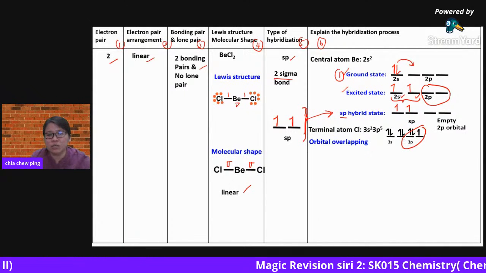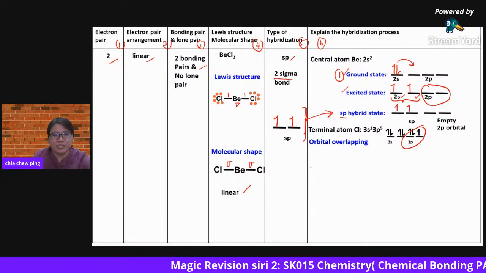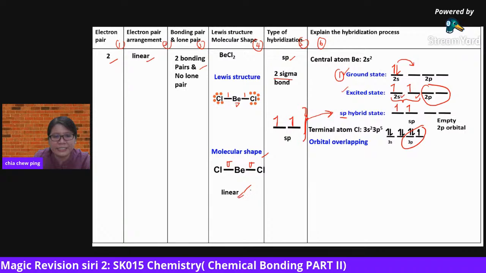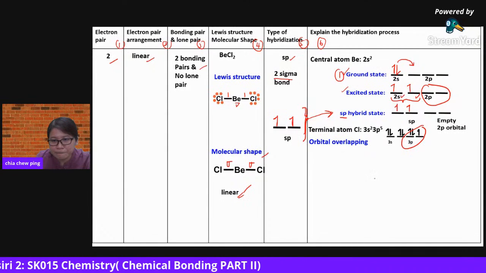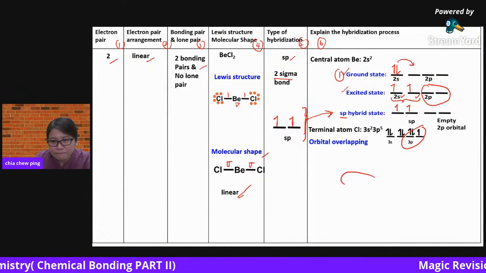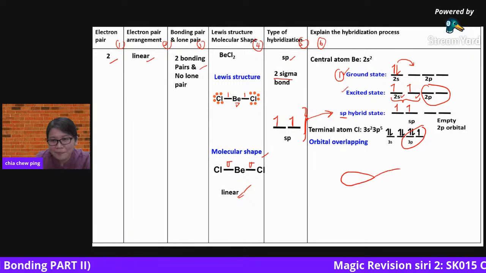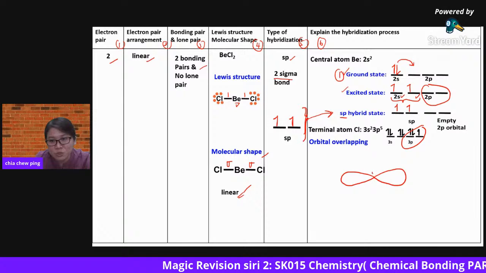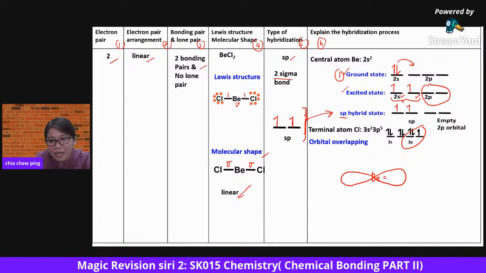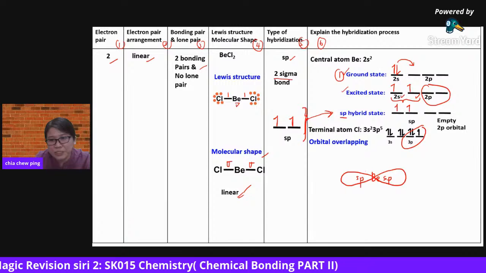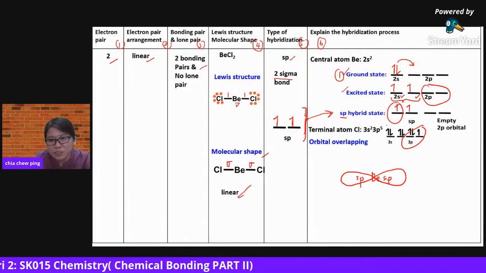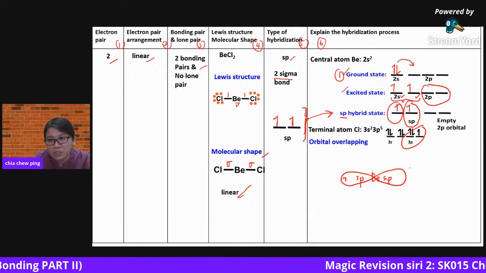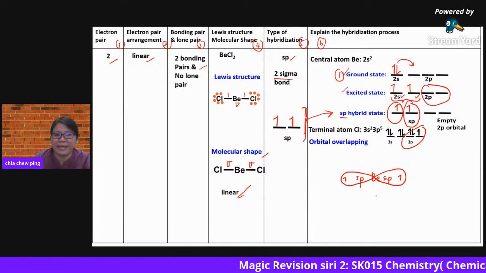Now I will draw the orbital overlapping. Orbital overlapping depends on molecular shape. This is linear, so I will show the linear shape. Make sure you label the center Be and sp, sp. This is the first sp, which brings 1 unpaired electron. This is another sp, which brings another unpaired electron.